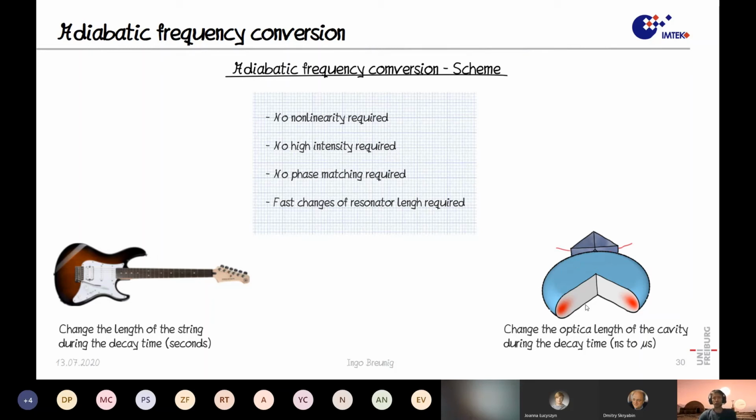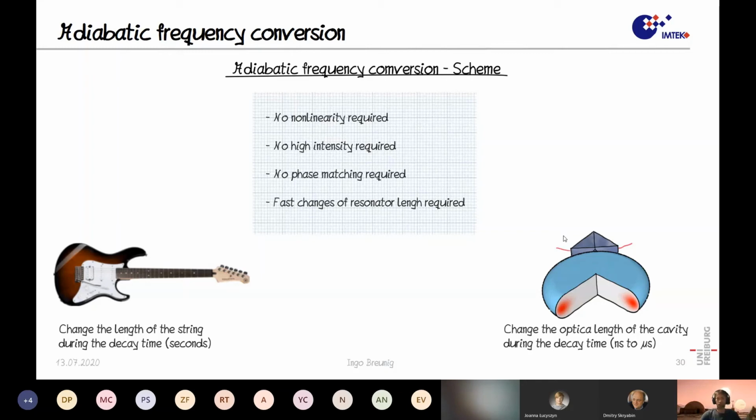So if you convert this scheme to optics, it just tells us: change the optical length of the cavity during the decay time. And the decay time in our case is something between nanoseconds to microseconds. And that's everything that we have to do. And one nice thing is, the efficiency is basically 100% because all the sound will go, let's say, from the F power chord to the high F power chord, right? There is no loss in energy.